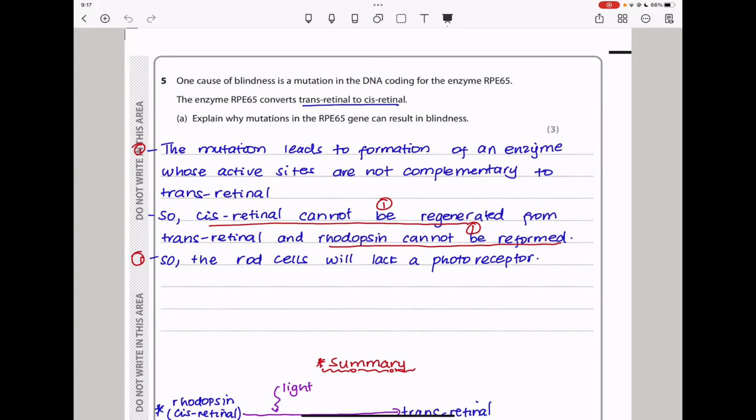Question 5 says, one cause of blindness is a mutation in the DNA coding for the enzyme RPE65. The enzyme RPE65 converts trans retinol to cis retinol. Explain why mutations in the RPE65 gene can result in blindness. According to this question, this enzyme is responsible for the conversion of trans retinol to cis retinol.